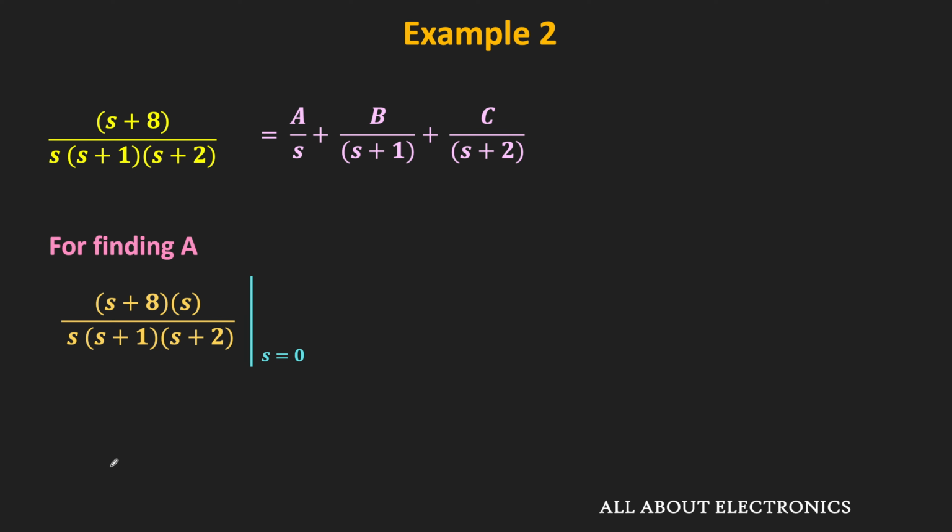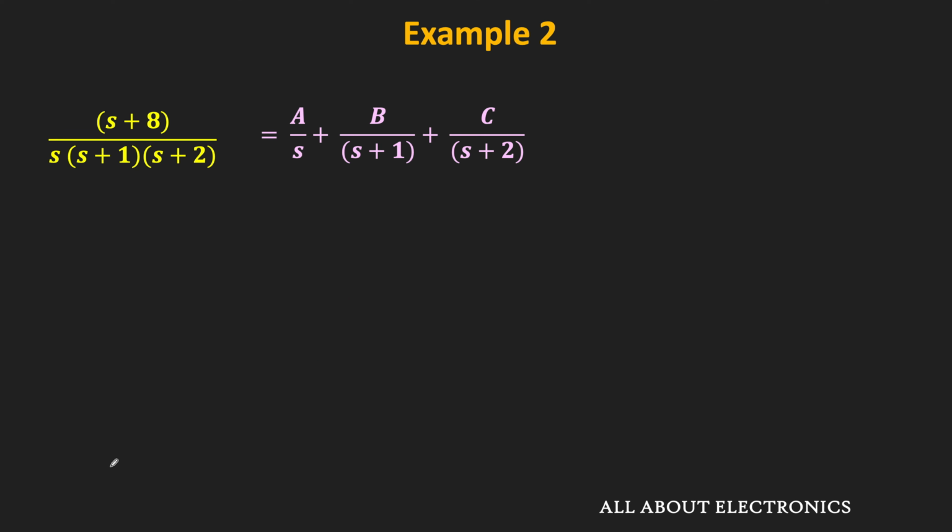So now as you can see, the s in the numerator and the denominator will get cancelled out. And in this expression, if we put the value of s is equal to 0, then the value of a will come out as 4. Similarly, for finding the coefficient b, we will multiply the left hand side by s plus 1, and we will evaluate the value of the expression at s is equal to minus 1. So now, these two terms will get cancelled out, and in this expression, if we put the value of s is equal to minus 1, then the value of b will come out as minus 7.